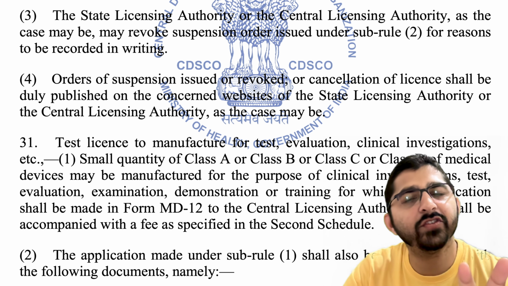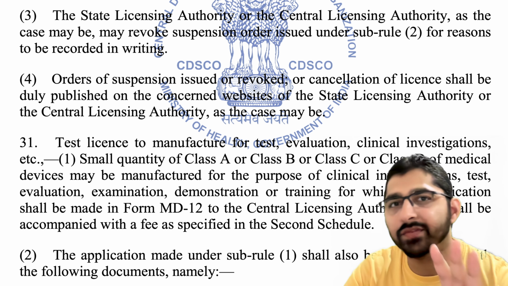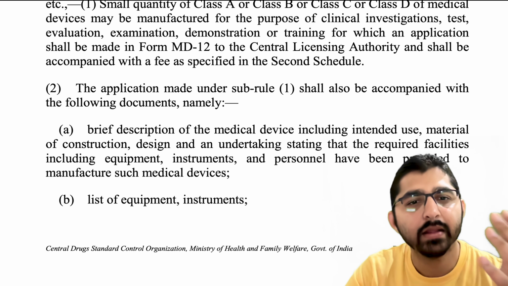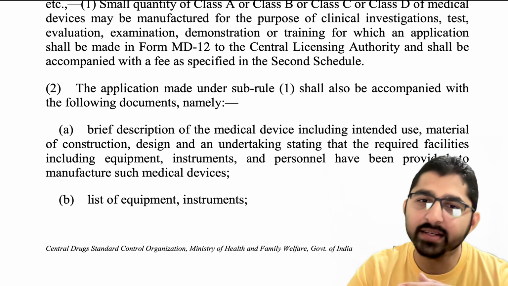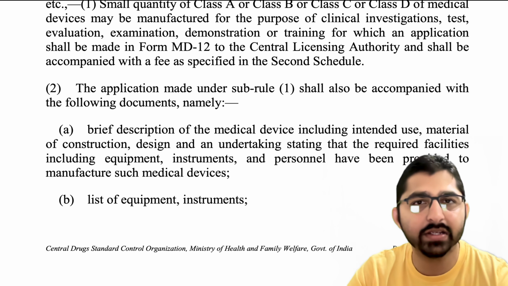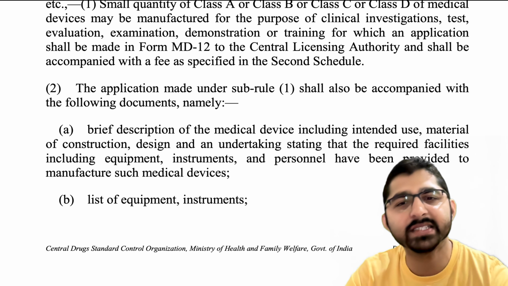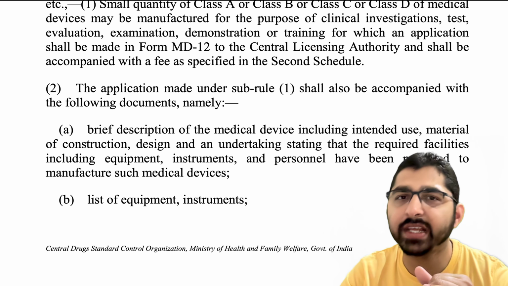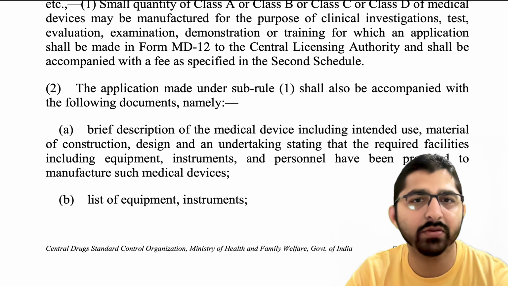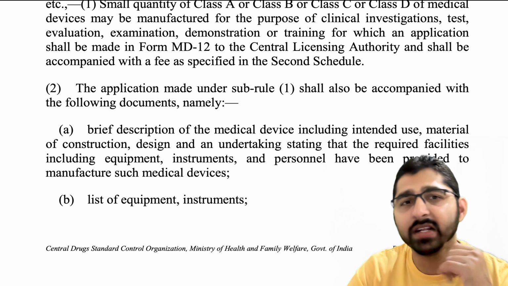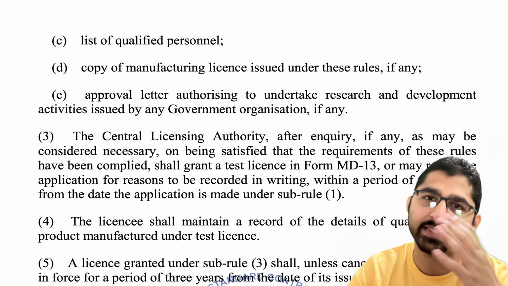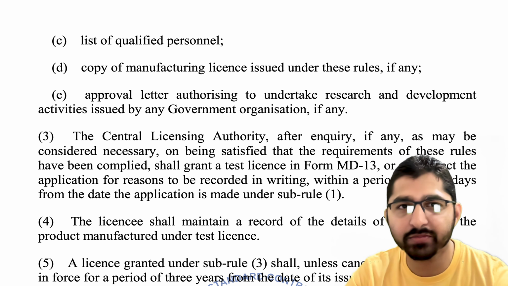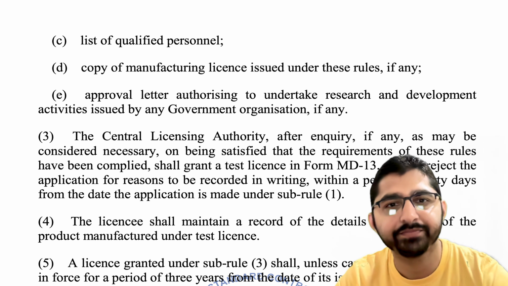When we are going to file the MD12, we need to provide certain information. What is that information? A brief description of the medical device including the intended use, MOC, design, and an undertaking stating that the required facilities including the equipment, instruments and persons have been provided to manufacture such medical devices. We also need to provide the list of equipment and instruments which will help to manufacture a particular medical device, the list of qualified personnel, the copy of manufacturing license issued under these rules if any, the approval letter authorizing to undertake research and development activity issued by the government organization, and so many things.